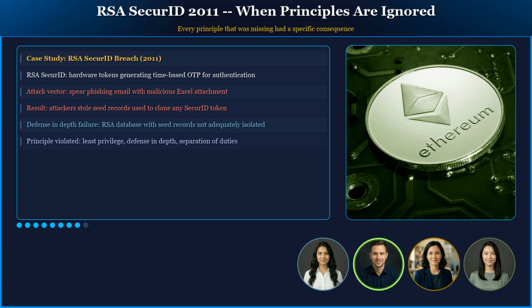For the exam, remember this one, the RSA breach illustrates that security design principles are not theoretical. Each principle that was missing had a specific consequence. Defense in depth would have contained the phishing. And least privilege would have blocked the lateral movement. Multiple principles working together would have protected the seeds. That is what defense in depth actually means in practice.